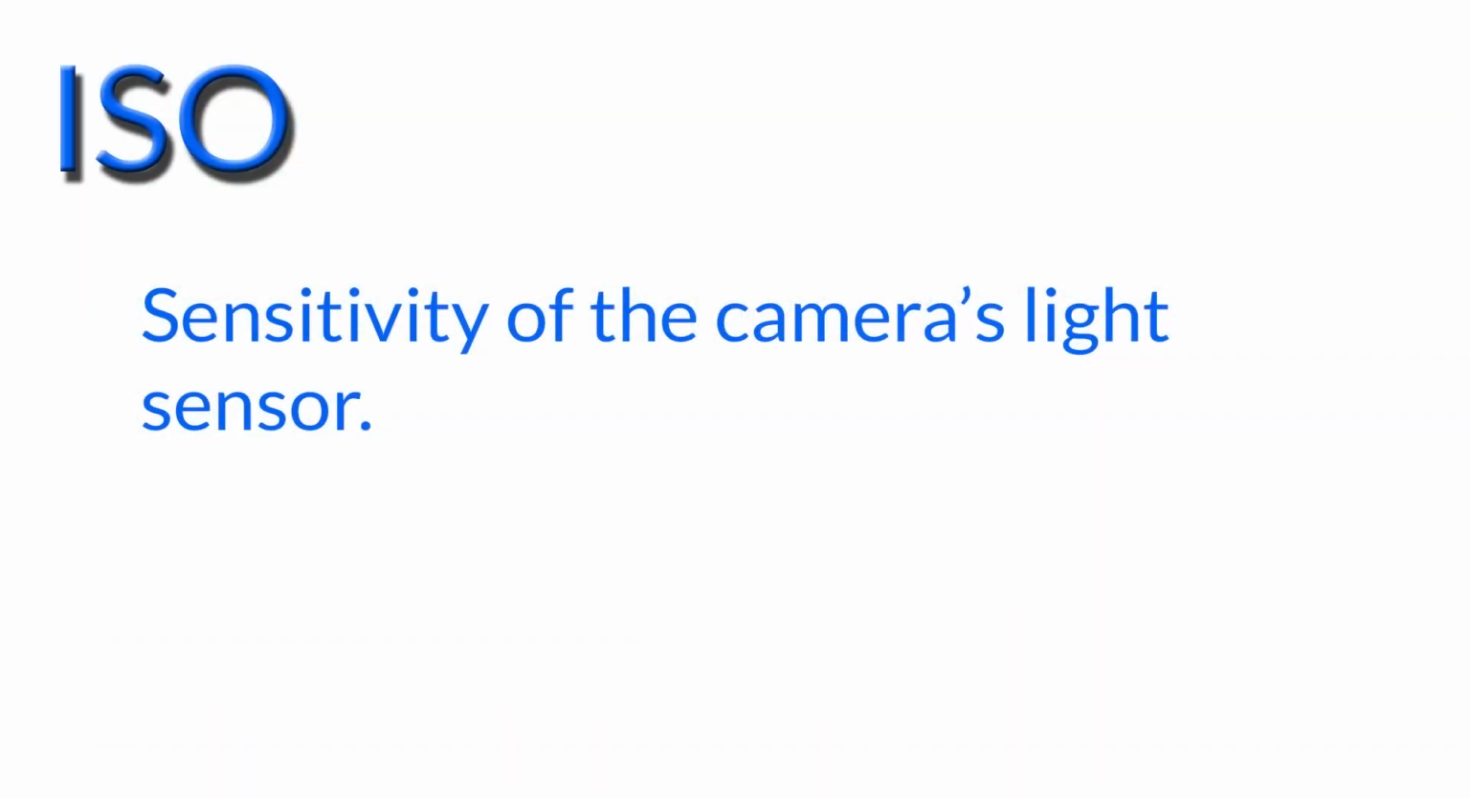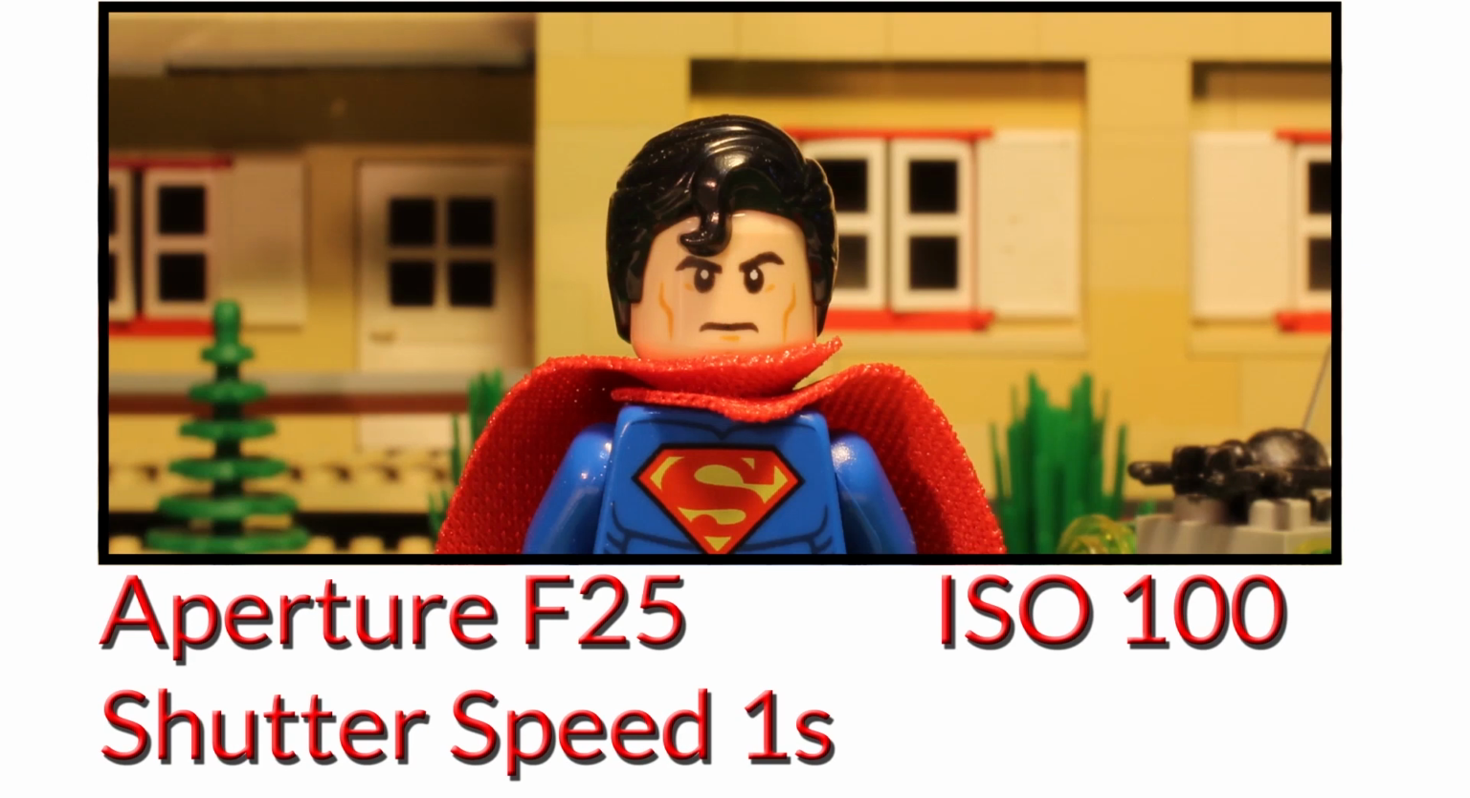ISO determines the quality of your image. It is how sensitive your camera is to light. The lower the ISO, the better the quality. The higher the ISO, the grainier your image will look. For best results, film with the lowest ISO you possibly can.